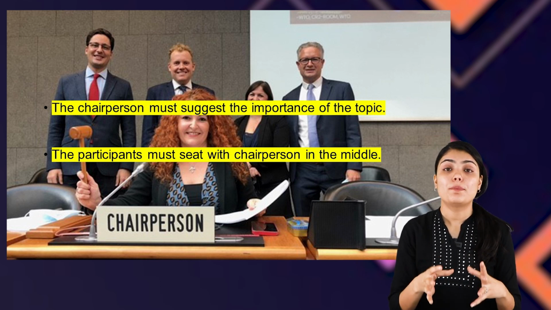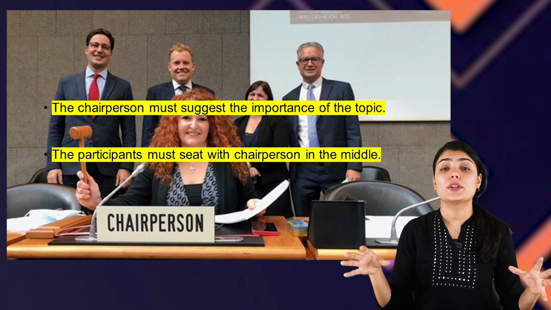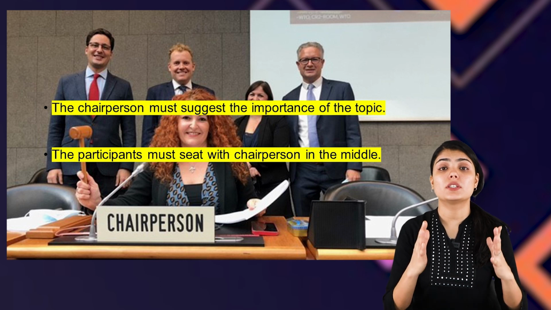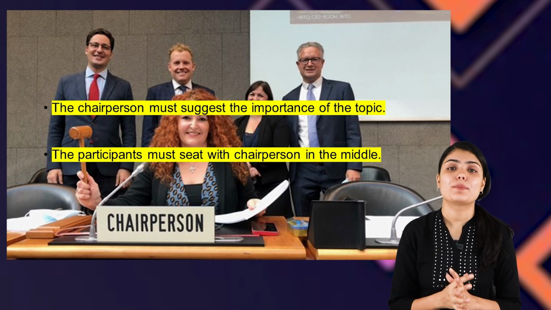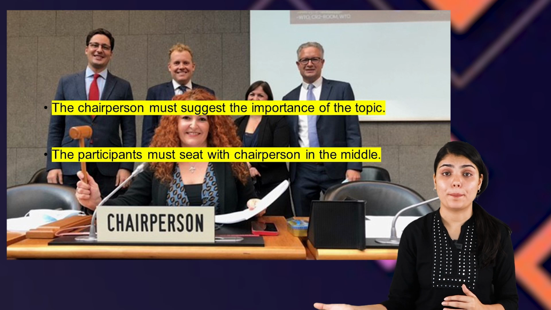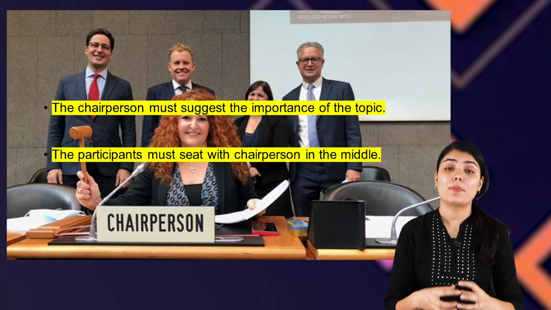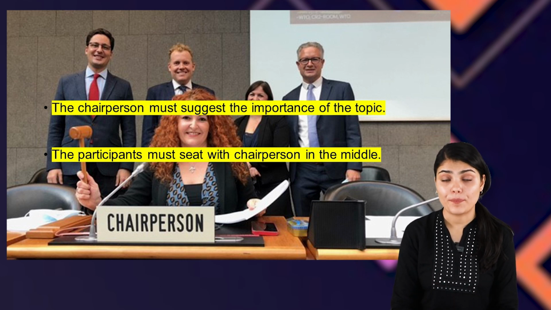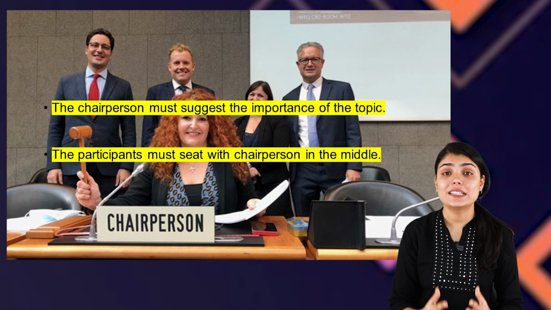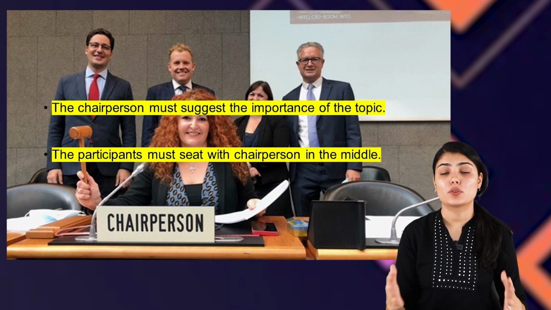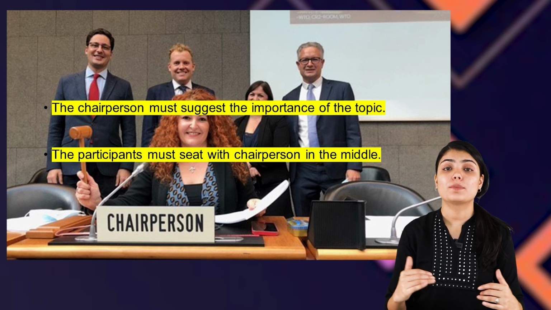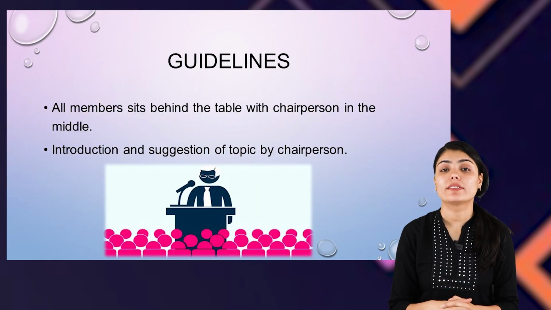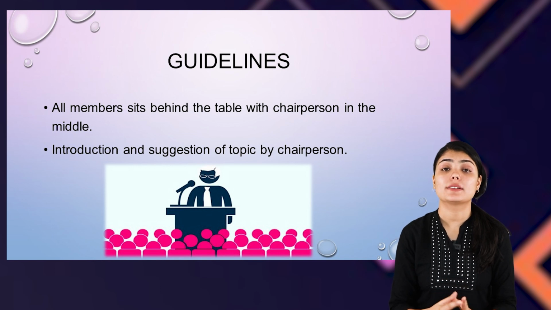The participants must be seated with the chairperson in the middle. For a symposium, the chairperson sits in the middle and the participants sit beside him. So in a symposium, the participants and the chairperson sit together, but the chairperson must be sitting in between the participants. Next, we have guidelines to be followed while conducting a symposium.